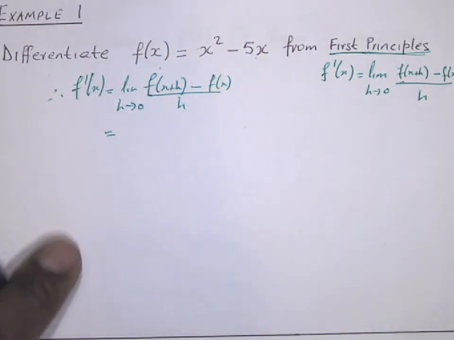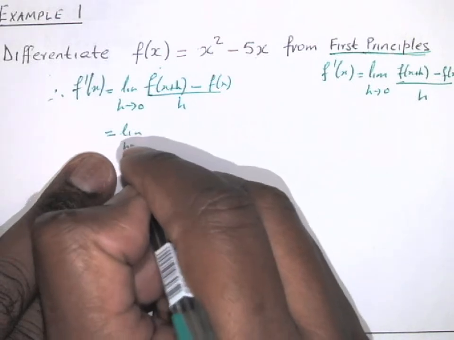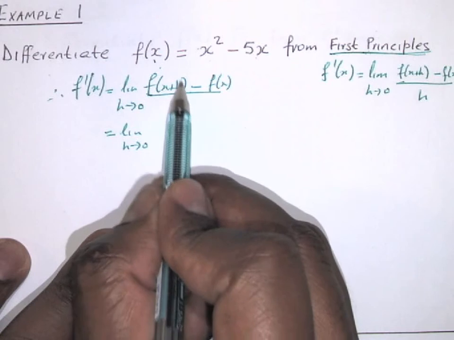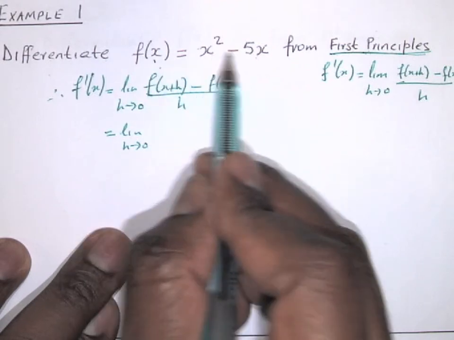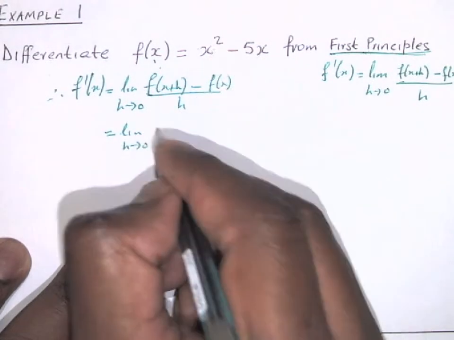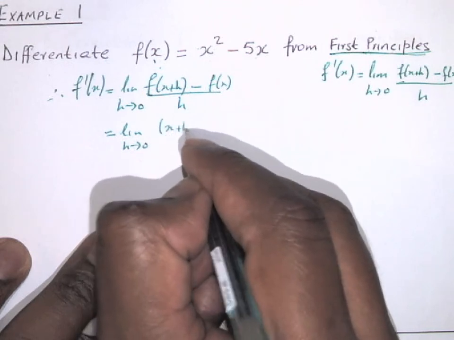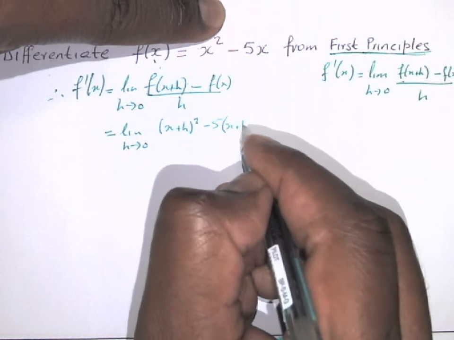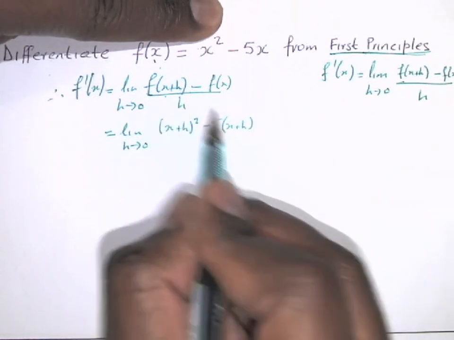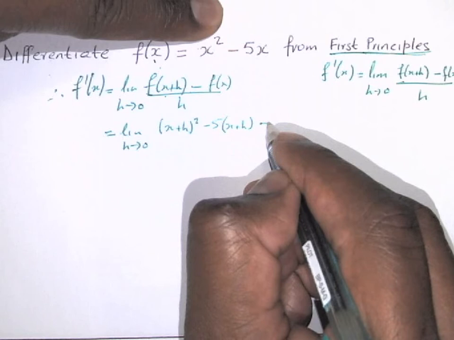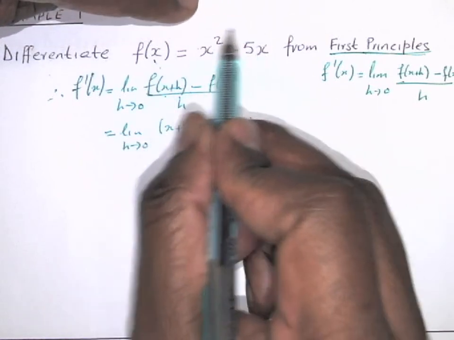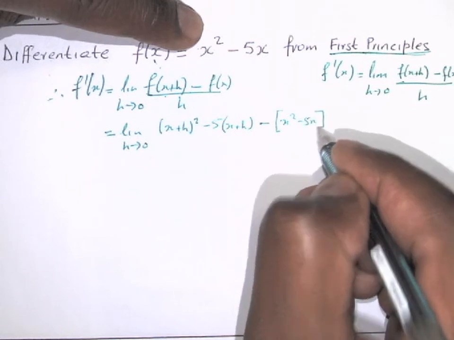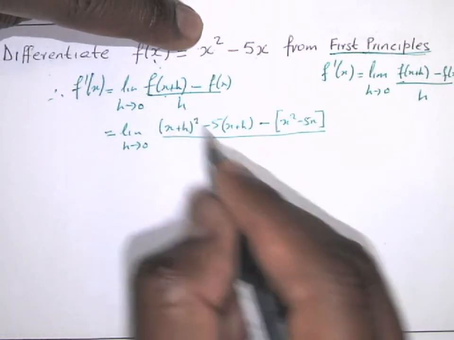Now what is f of x plus h? Instead of x, I put x plus h. So it will be x plus h, squared, minus 5 times x plus h, because instead of x, I put x plus h. Now I must subtract f of x. f of x is the whole thing, so I must subtract x squared minus 5x. All of this is divided by h.